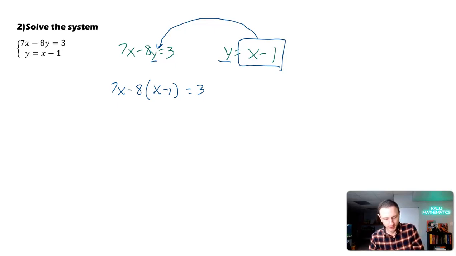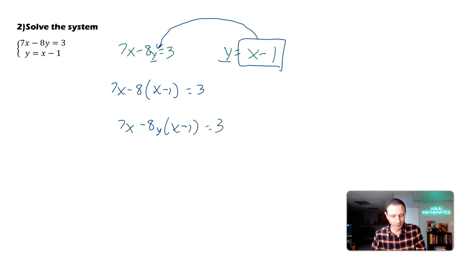Here's a common error. I'm going to erase this. But 7x minus 8y times x minus 1. You see that? See how I wrote that? I didn't replace y with x minus 1. I just wrote 8y times x minus 1. That's a common mistake, but you've got to understand that this is substitution. So we're subbing out the y and replacing it with x minus 1. So I don't have a y anymore. Once I replace y with x minus 1, that's changing what y is equal to. Y is equal to x minus 1, so I'm changing what it's saying. So I'm not writing down y, I'm writing down x minus 1.